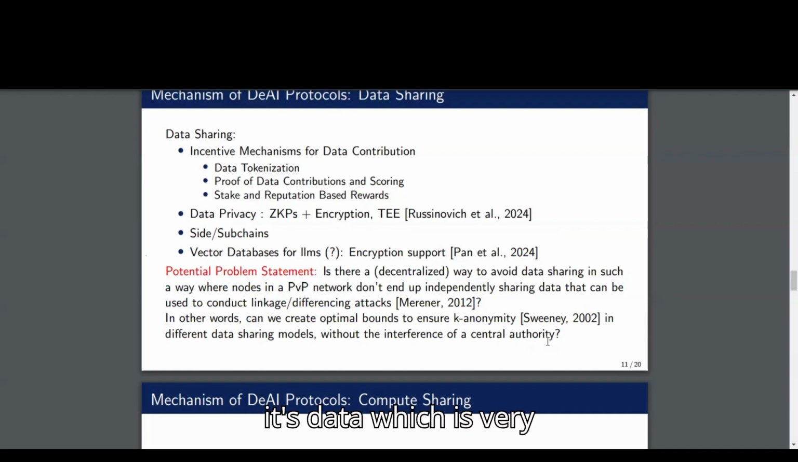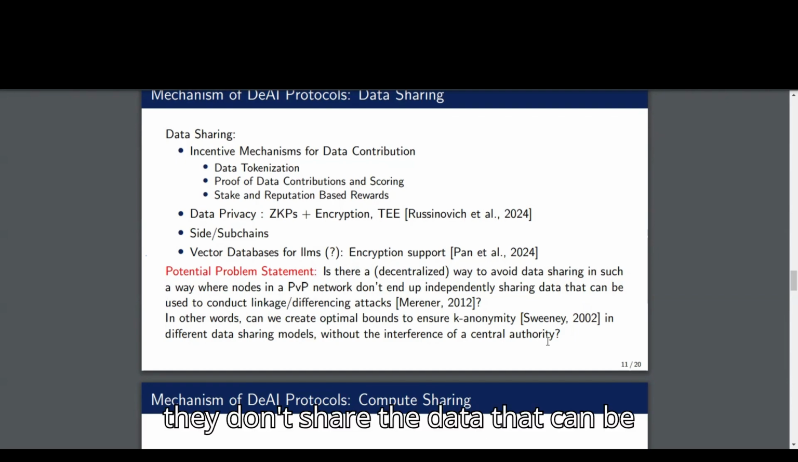it's data which is very private, very sensitive. For example, health data, right? As I said, my bank data. Can I share the data in such a way where nodes in a P2P network, in a decentralized training network, don't independently share data that can be used? Because, okay, let me rephrase this.